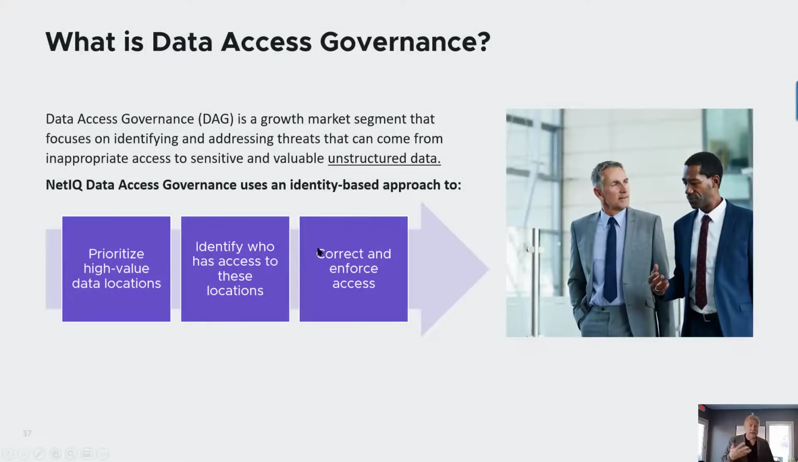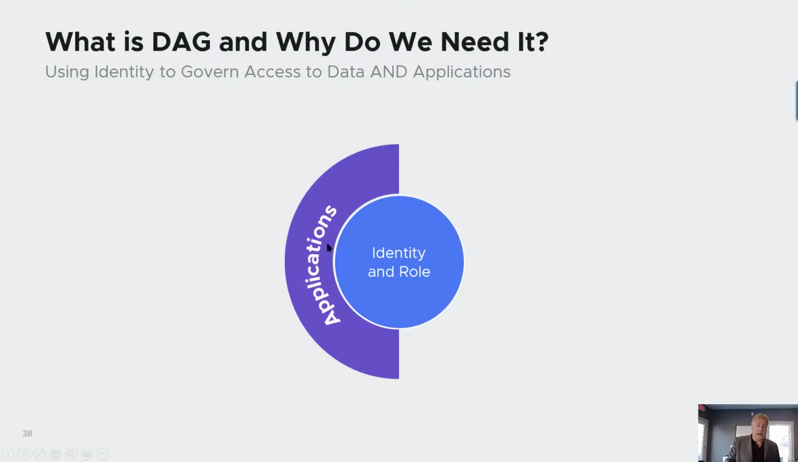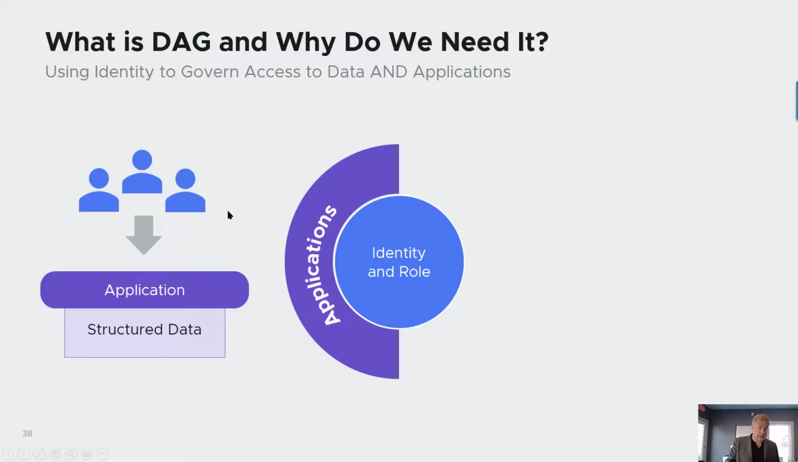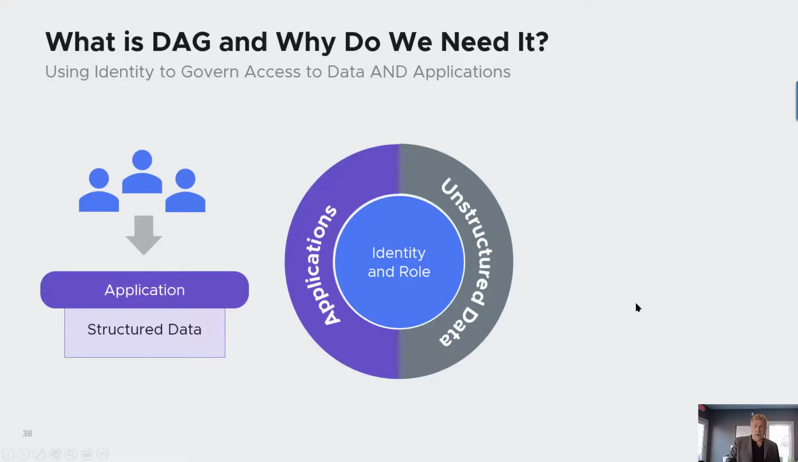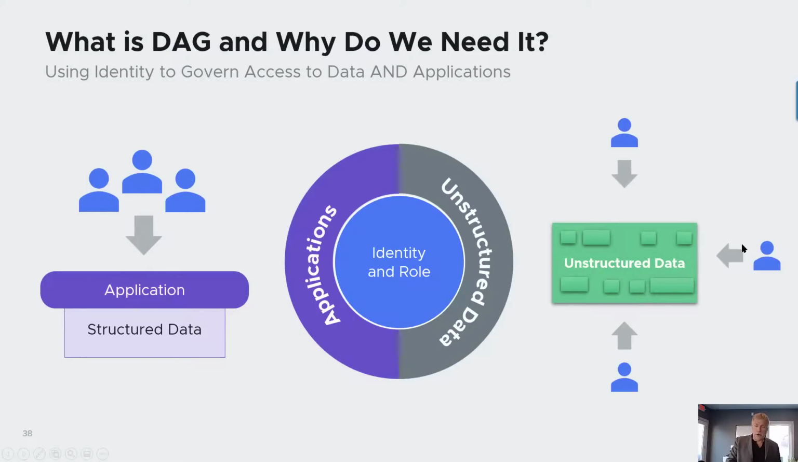Now, more specifically, data access governance is a market segment that really focuses, as you might imagine, as we've talked about, on inappropriate or appropriate access to unstructured data. So being able to prioritize these high-value data locations, identify who has access, and then correct that and enforce it moving forward. Why we need DAG is really, we talked about structured data being behind applications. And the way users access that data is really pretty regimented. What about unstructured data? Well, people just create these files and stick them out there and access them in a myriad of ways, and the governance or the access controls to that don't have the same regimented methodology that we have with structured data in many cases. So data access governance is giving us that framework to do that.